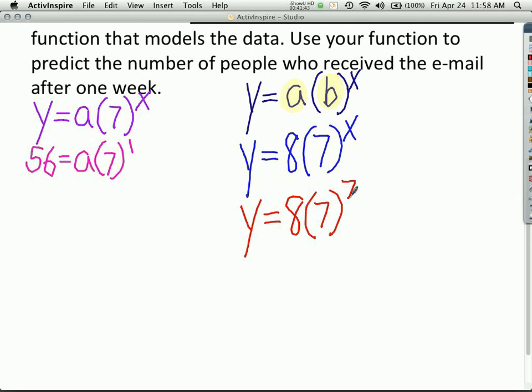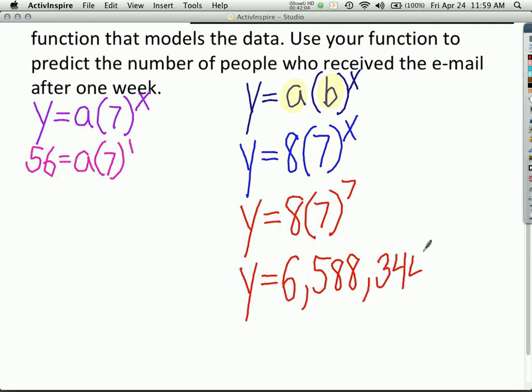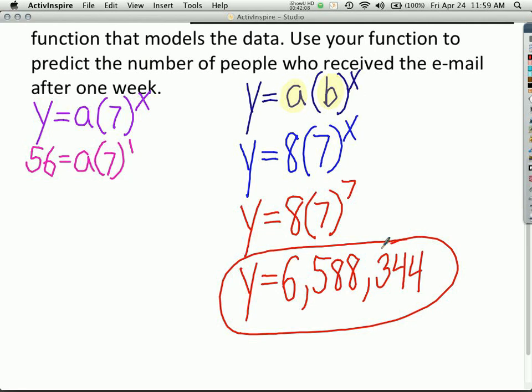Now crank it out with the calculator. I have no idea what the answer is, so you guys have to help me. What does it come out to? What does it come out to, Christian? 6,580,340. Kiana, did you get the same thing? Yes, I did. Read it to me again. 6,588,344. And this right here is a great illustration of the power of exponential functions and the power of technology.